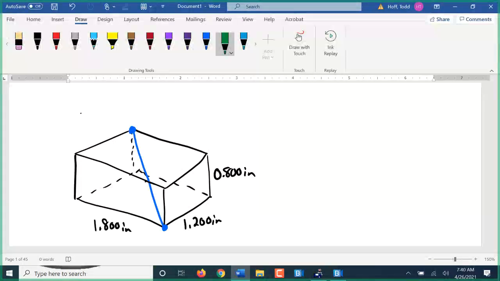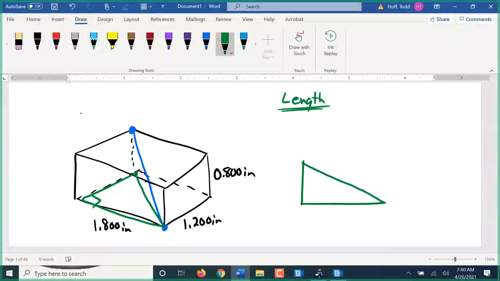So one of the things we can define here is the length of that path. The length, if we look at it, can be found a couple of ways. First, I'm going to look at this bottom. I'll form that triangle there in green, the right triangle. Redraw it over here. There's my right angle.